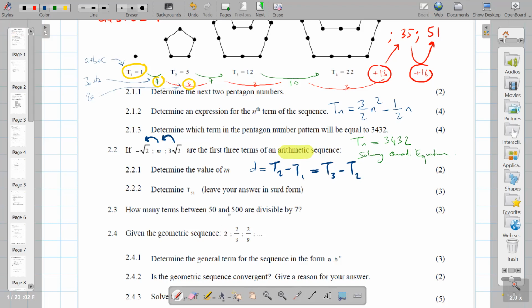And what is T51, sorry, the next question. I can answer T51, I'll just say it is a plus 50d, where d is the difference. And a, we already know what a is. a is negative root 2. So I just need to find d, the common difference, which can be determined after we find m.